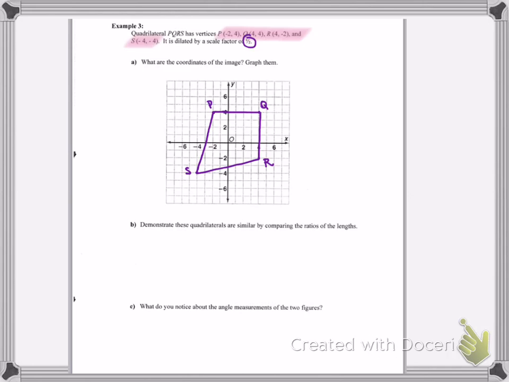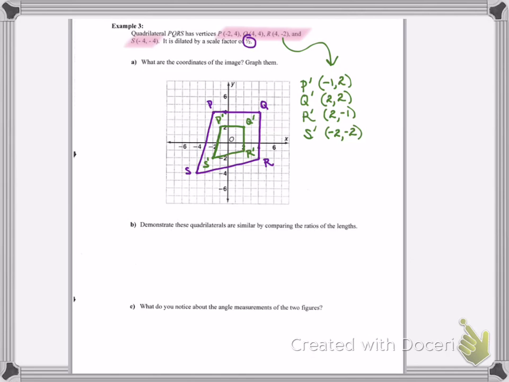Before I do that, what I want you to do to the side is write the new ordered pairs for P, Q, R, and S. So the new ordered pairs are what I would get after I multiply these by 1/2, the scale factor. And so my new coordinate for the image of P would be at (-1, 2), Q would be at (2, 2), R would be at (2, -1), and S would be at (-2, -2). So go ahead and plot those points on your coordinate plane. So there's my image of the quadrilateral PQRS.